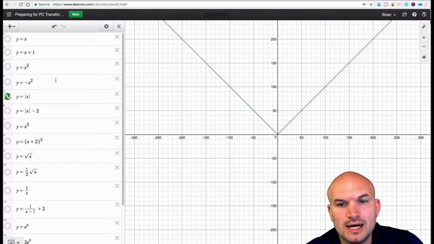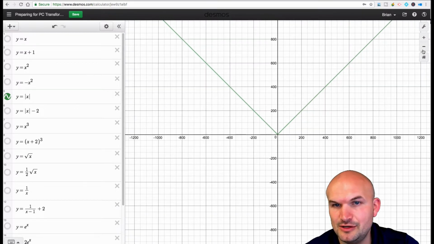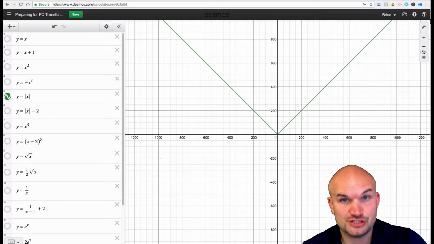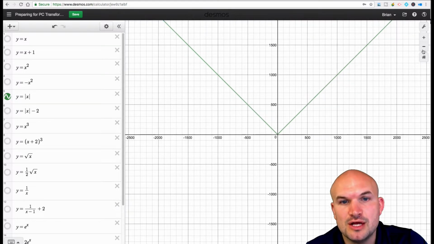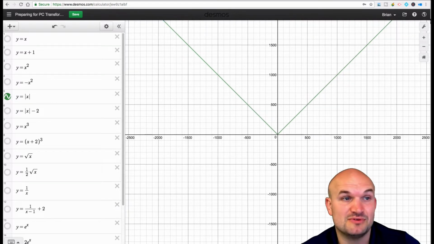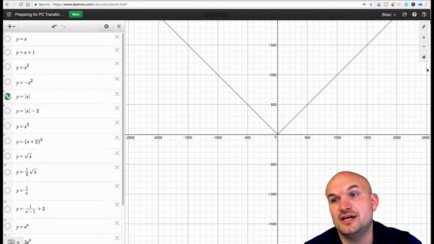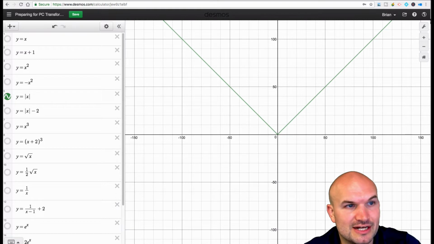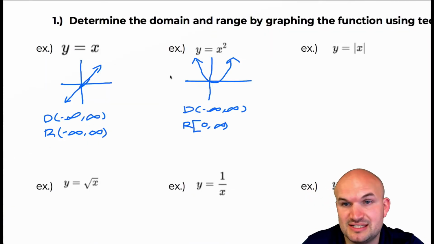So you can see that, again, this graph keeps on continually expanding to the left and to the right, but it also is restricted, not going below 0. So the domain and range for the absolute value function is going to be exactly the same as the quadratic function. So we can actually just go ahead and rewrite that exactly the same here.